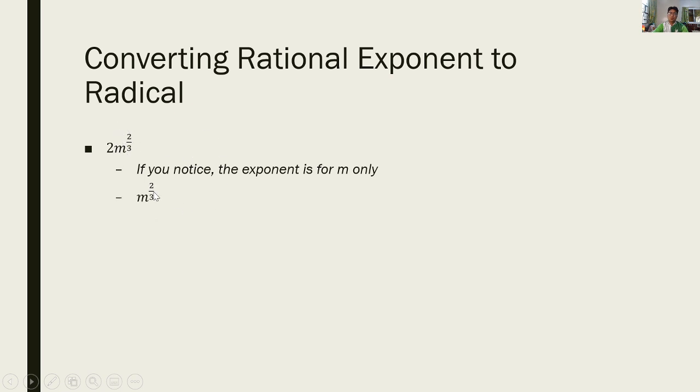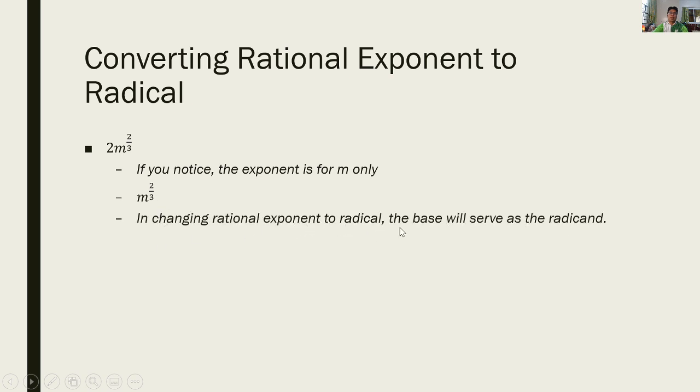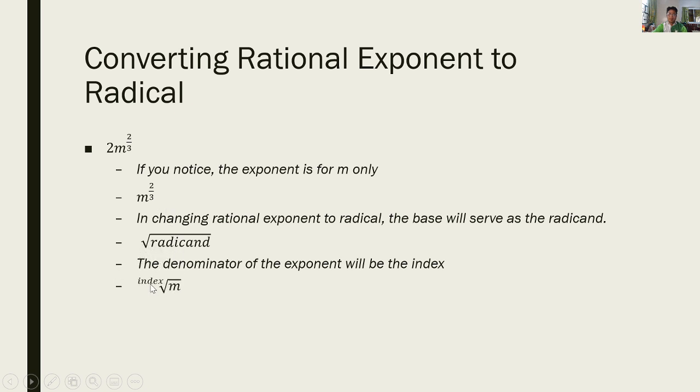M raised to 2/3. In changing rational exponent to radical, the base will serve as the radicand. Ito po yung base natin, m. Sa radical sign natin, yung nasa loob, yun yung radicand. So lalabas dito, yung m natin mamaya. Okay? The denominator of the exponent will be the index. Ano yung denominator na exponent? 3. Index. Saan natin makikita? Ayun. Yung number dito sa may buntot natin ng radical sign. So yung radical natin, which is the base, m. Dito yung index. Anong ilalagay natin sa index? Yung denominator, which is 3.